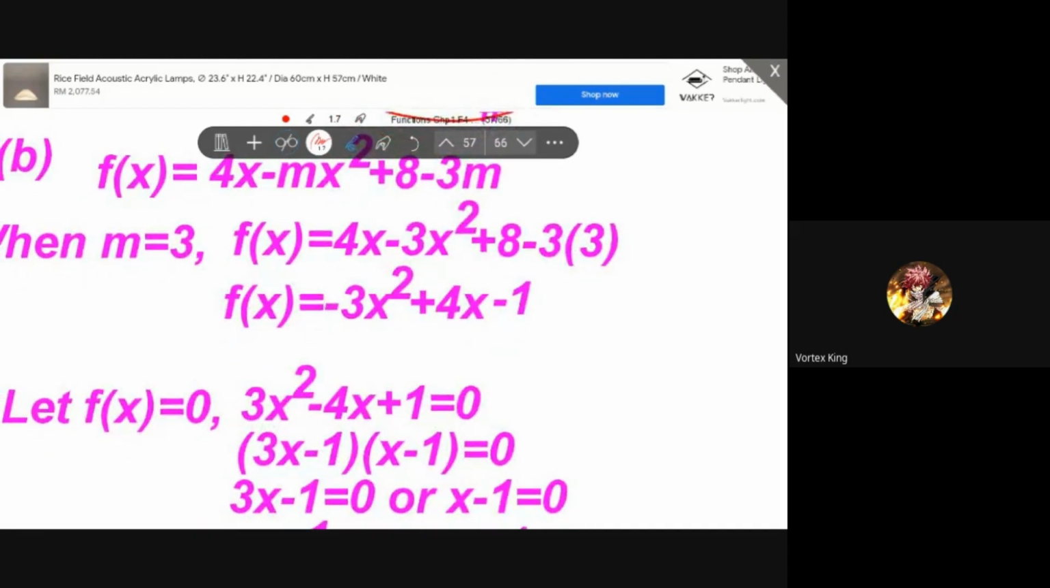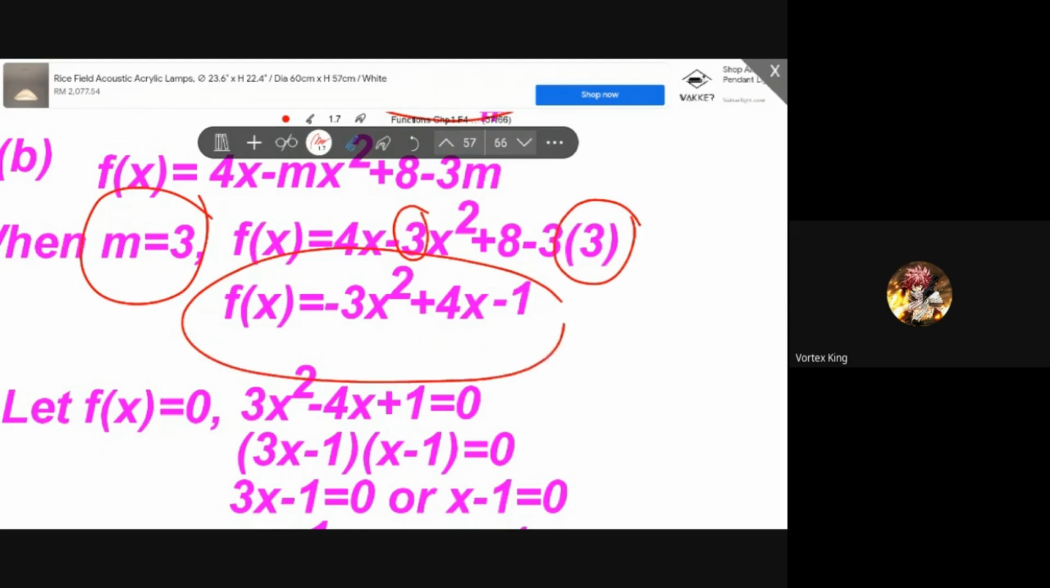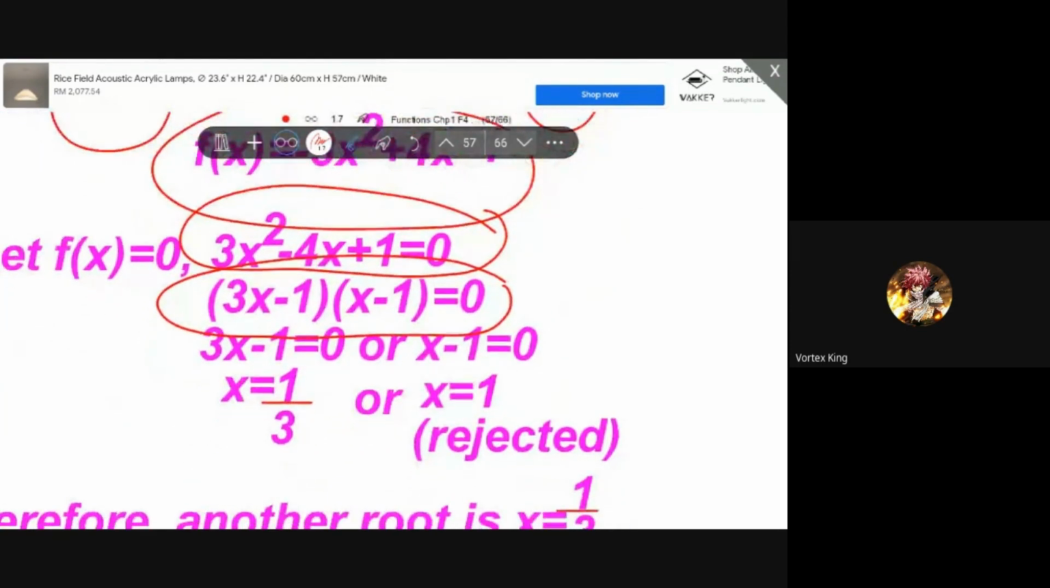Okay, so when M is 3, just now kamu dapat M sama dengan 3 kan? So you gantikan, substitute M, all the values of M back. You will get this equation. So make this equation equals to 0 because now we want to find the roots. Kita nak cari punca. So boleh faktorkan yang ni melalui kaedah pemfaktoran. And then you will get something like this.